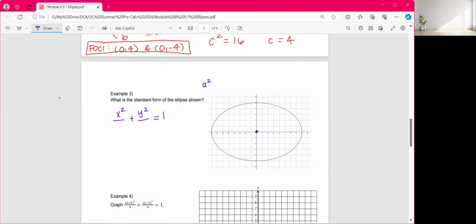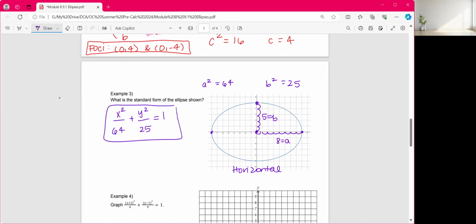Then I need to find out what the a squared is. Well, my a is on my major axis. This is my a: 1, 2, 3, 4, 5, 6, 7, 8 is my a. So I know a squared is 64. And then my b is the distance to the co-vertex, so that's 1, 2, 3, 4, 5. So b squared equals 25. This is a horizontal ellipse, and horizontal ellipse means that a squared is first. So I'm going to have 64 and then 25 over here, and that's my equation of the ellipse.